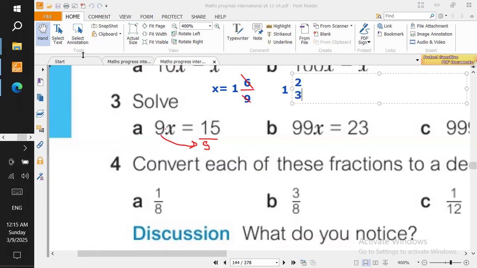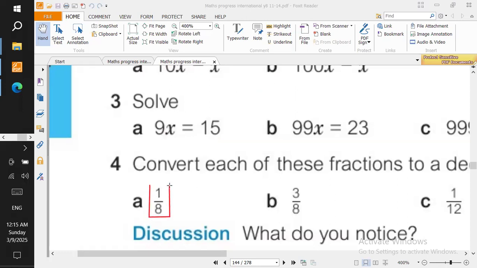I just want you to understand how to simplify fractions to the simplest form, and always give your answer simplified to the simplest form. Okay. Now let's move on. Question 4. Convert each of these fractions to decimals. Now, using a calculator, you can do that. No problem here. You can divide 1 over 8 and divide 3 by 8, and you'll get the decimal that you need.